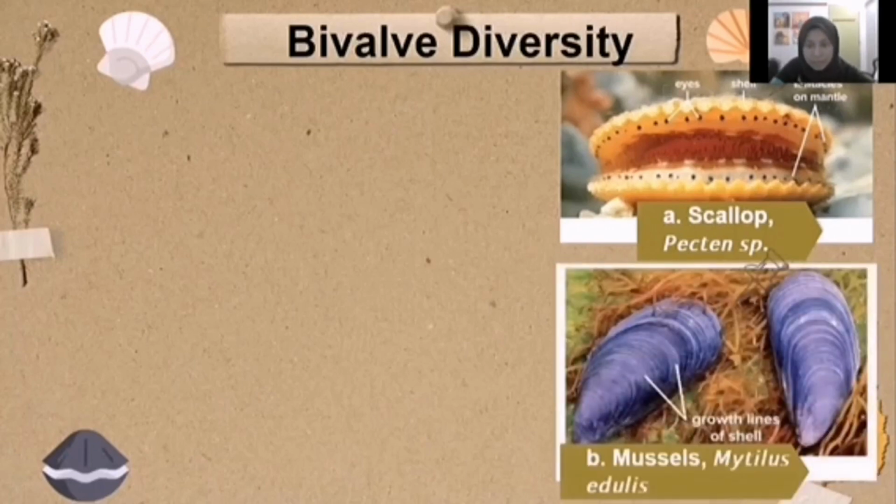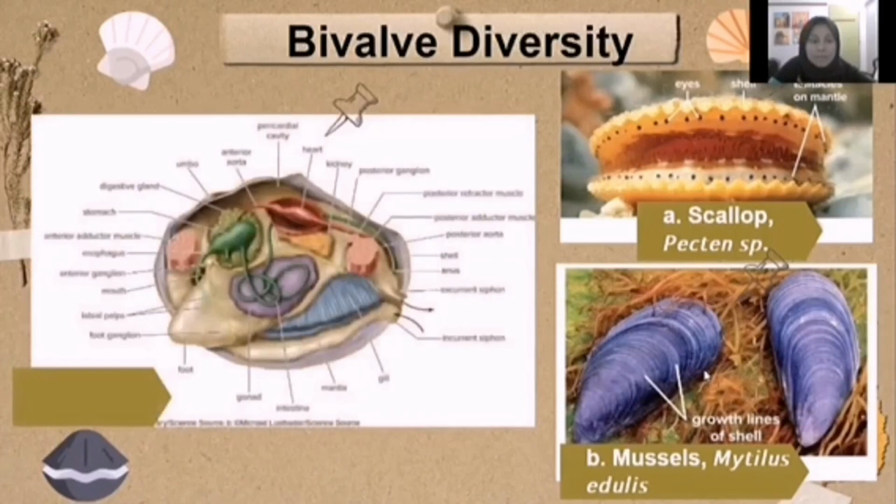The second one is mussels, Mytilus edulis species. There are growth lines on the shell of a mussel. The third one is a diagram of a clam, Anodonta species. In this diagram, we can see that there are many important organs such as the heart, kidney, intestine, stomach, digestive gland, the mouth, and many more. The heart is located in the reduced coelom.